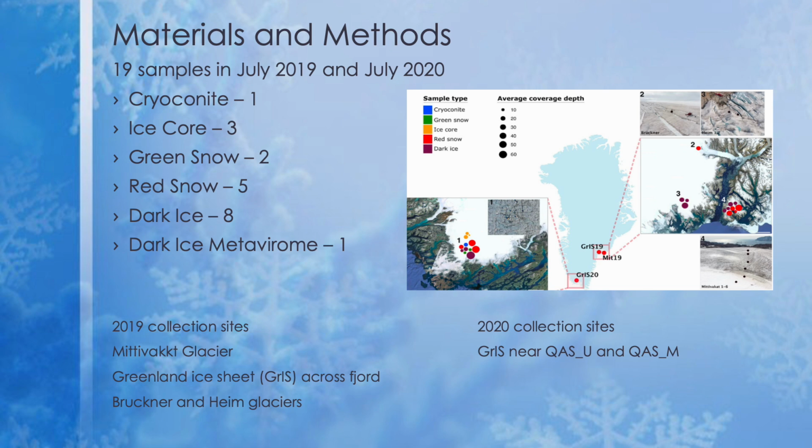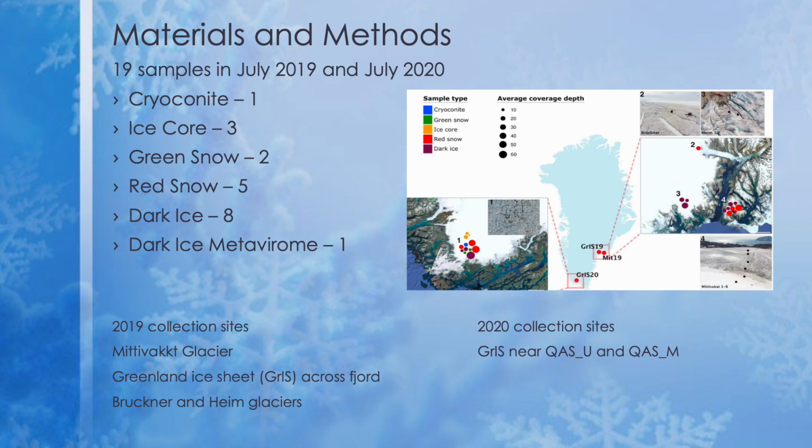In addition to these samples, researchers also included the analysis of 1 metavirome, less than 2 micrometer fraction, from the dark ice. Although it's not stated in the paper, when researching the paper, I found that these sample locations corresponded to increased melting rates on the Greenland ice sheet.